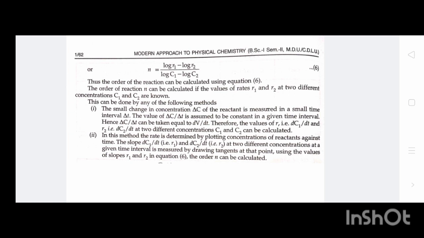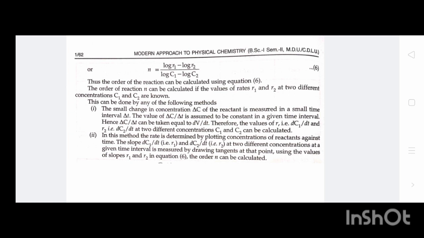This can be done by any of the following methods. First is the small change in concentration. The change del C of the reactant is measured in a small time interval del t. The value of del C divided by del t is assumed to be constant in a given time interval. Hence, del C divided by del t can be taken equal to dC divided by dt. Therefore, the values of R, that is dC1 divided by dt, and R2, that is dC2 divided by dt, at two different concentrations C1 and C2 can be calculated.